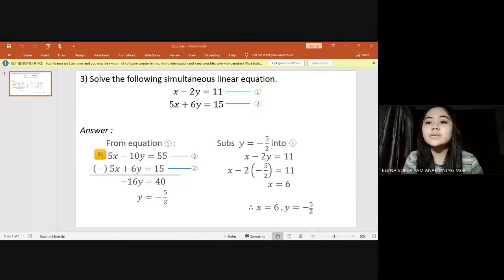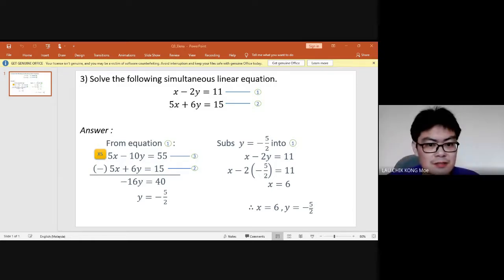And then substitute y equals negative 5 over 2 into equation 1. So x minus 2y equals 11, x minus 2 in brackets negative 5 over 2 equals 11. So we will find that x equals 6. So the answer is x equals 6 and y equals negative 5 over 2. That's all. Thank you.